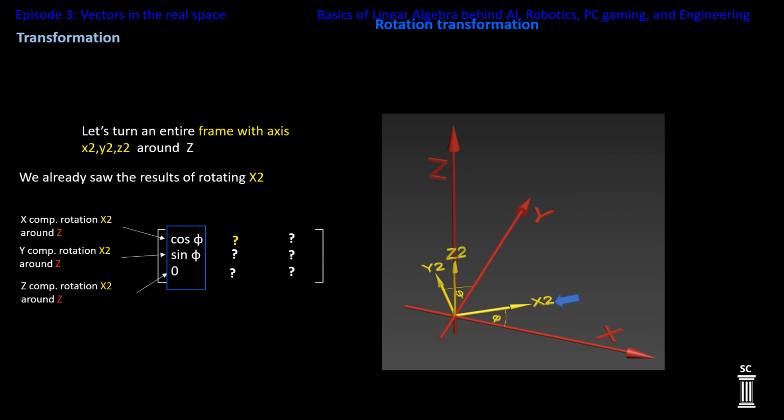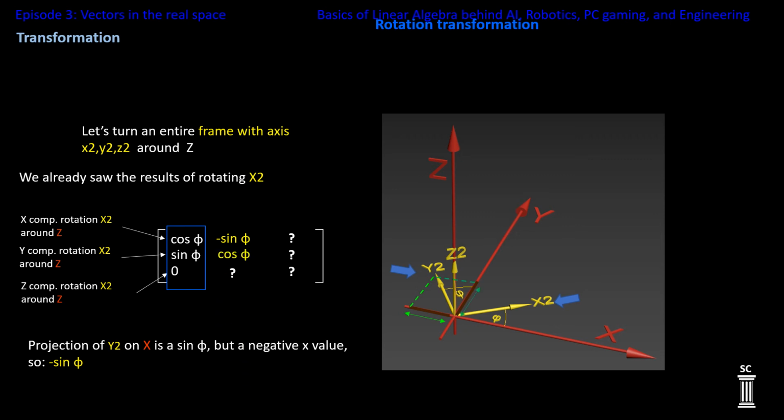Now we're going to look at the projection of the y2 onto the red frame. The projection on the red x-axis is a sine. It's the opposite side divided by the length of the vector. However, x has a negative value here. We're dividing a negative x by the length of the vector, therefore a negative sign. The projection of y2 on the red y-axis is a cosine. It's the adjacent side divided by the length of the vector. And of course, the projection on the z-axis is again 0.